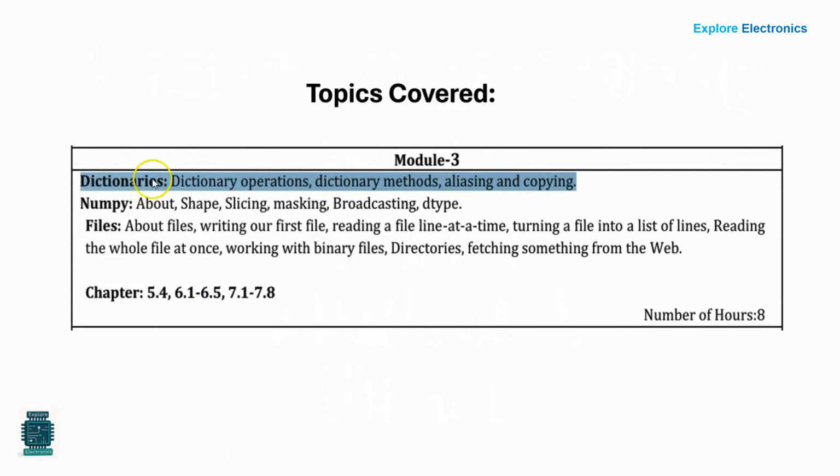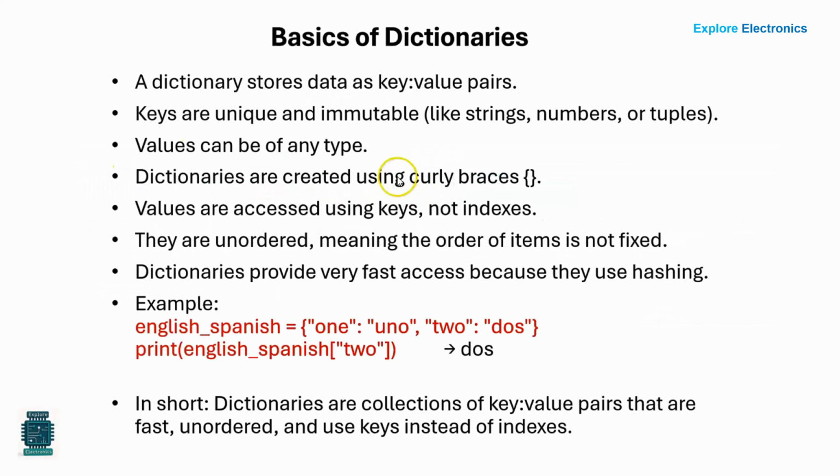Let us start with the topics covered in this video. Dictionaries, the basics: what is a dictionary, everything about dictionaries, how we can store and how we can access them. And dictionary operations: what are all the operations in the dictionary? Dictionary methods: what are all the built-in methods, everything we will learn in this dictionary methods section. Aliasing and copying: why we use aliasing and copying. These are all the topics covered in this video. Let us start from the basics of dictionaries.